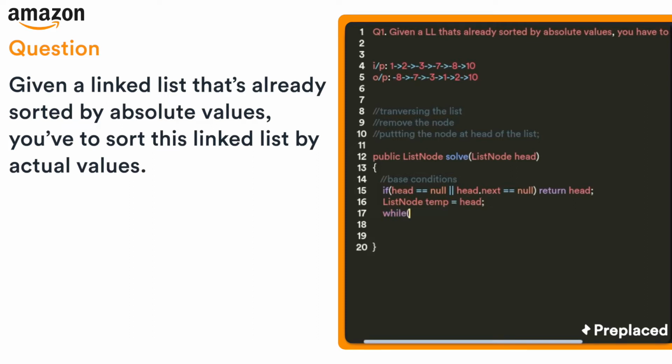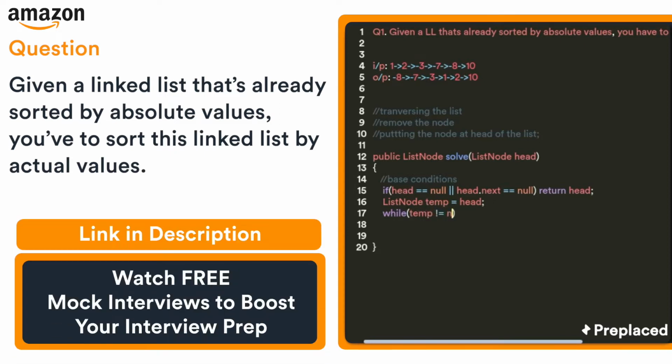I'll be traversing my list till I reach the end of it, so till temp is not equal to null. The only case in which I have to do the work is where temp.value is smaller than 0, which means the value is negative.